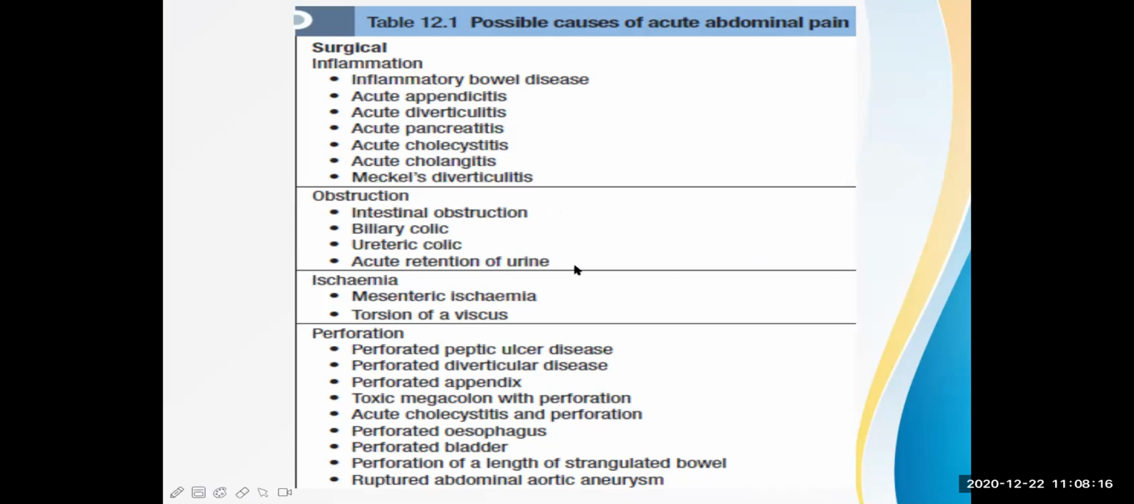Acute retention of urine can have a continuous type of pain because of the over distension of the bladder. From the ischemia, we have mesenteric ischemia. Okay, mesenteric ischemia. Now remember the blood supply of our bowel.